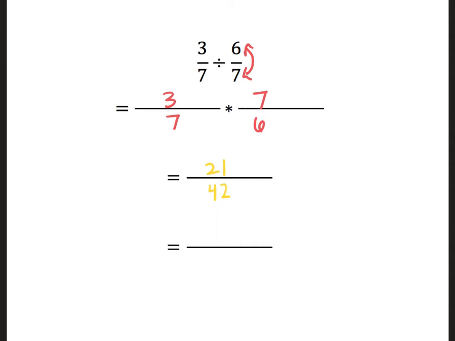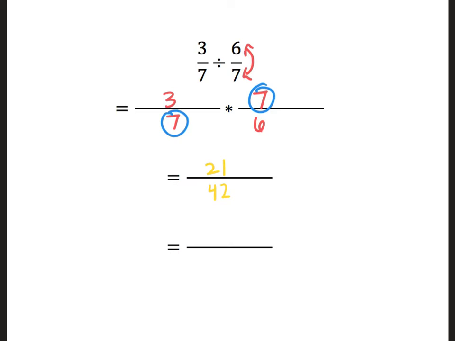For 21 and 42, you can sort of guess and check if you want to, but I noticed up here we had a 7 and on the bottom we had a 7. So we should be able to divide the top and the bottom by 7. If you don't notice that, you could think, all right, 21, the factors that go into it are 1, 3, 7, and 21. So could I divide 42 by 21 or could I divide it by 7?